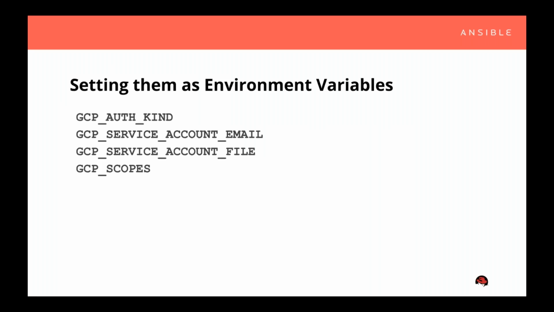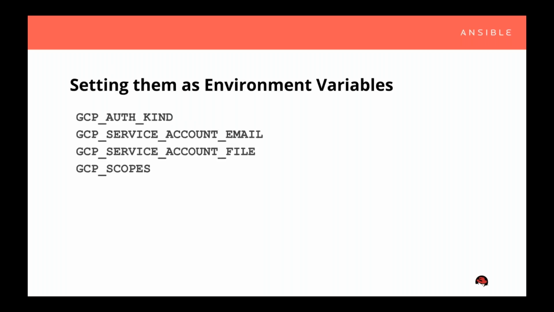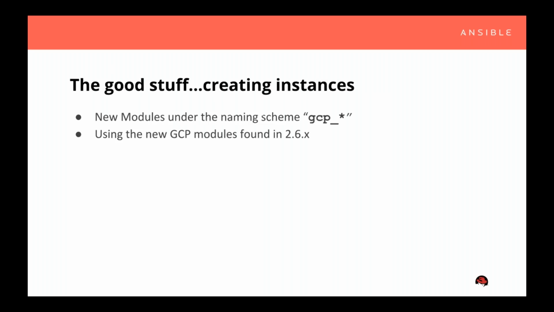If you would like to set them as environmental variables, you have to set them as GCP auth kind, the service account email, the service account file, and the scopes, and that would be what I just showed earlier. All of these would map to those, and then you can call them from the environment from there.